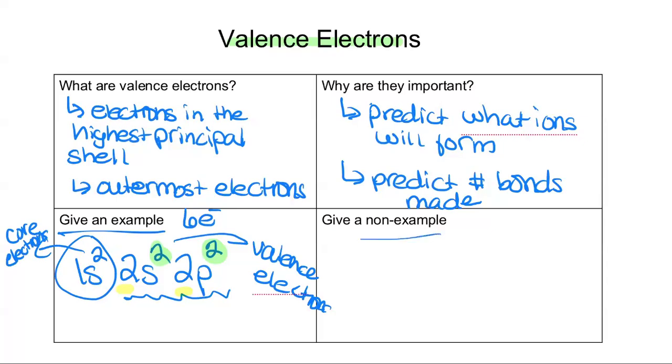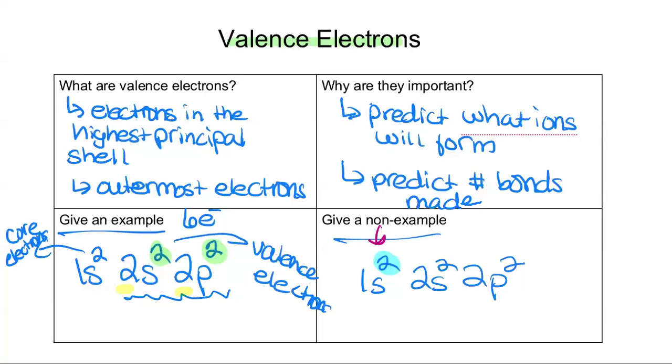Give a non-example. Okay, I actually just gave a non-example to myself, but the non-example is going to be if I highlighted my core electrons. That is a non-example. Those are core electrons. Really, maybe I wouldn't want to even highlight those core electrons. I really want to show you I know what I'm doing. Anyway, it's getting super busy, but you get the picture.